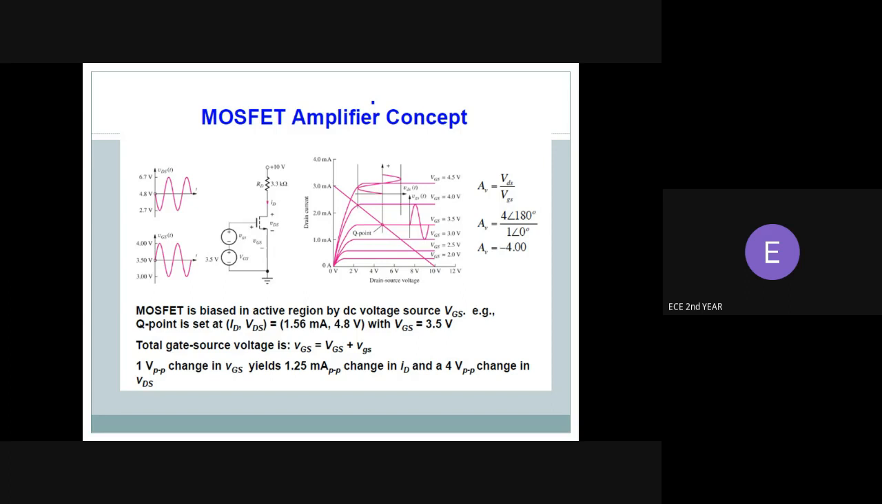So for example, a MOSFET transistor passes a drain current of 2 milliamps when VGS is equal to 3 volts, and a drain current of 14 milliamps when VGS is equal to 7 volts. Then gm is equal to ΔID by ΔVGS, which is 14 minus 2 into 10 to the power minus 3 by 7 minus 3, which is 3 millisiemens.